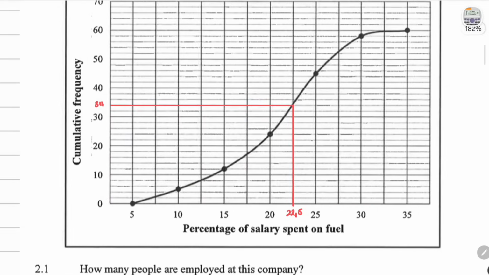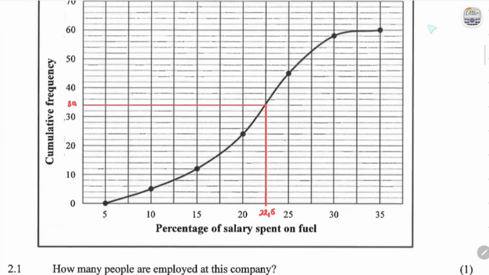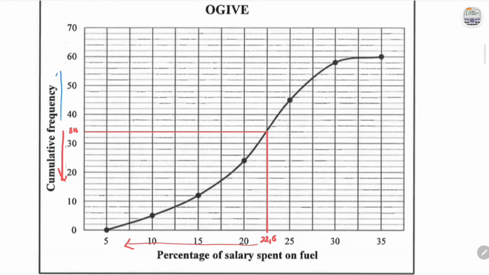So here's how we find the people who spent more than 22.5%. Everybody from 34 to lower than this, they spent exactly 22.5% or less than 22.5%. Everybody above spent more than 22.5%. Okay, so that's thereby after 34. These are the people who spent more than that.